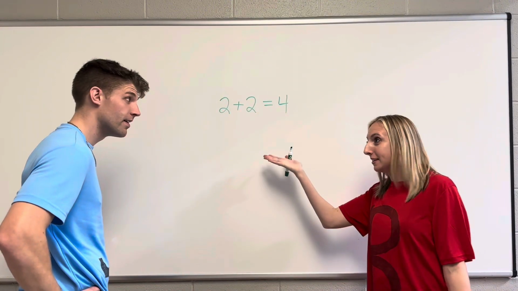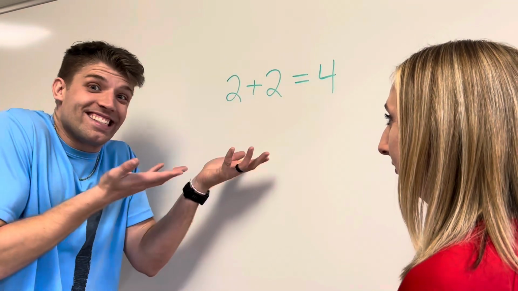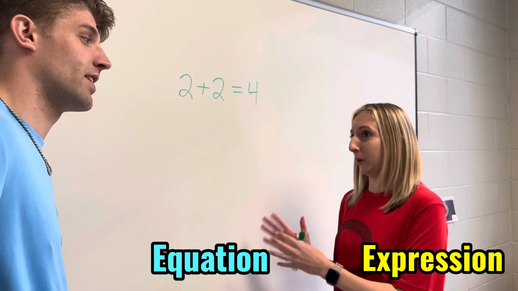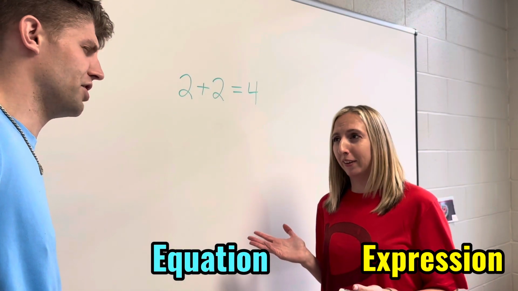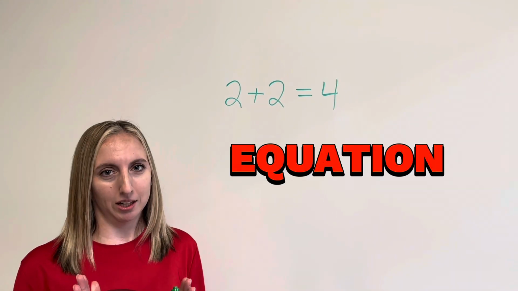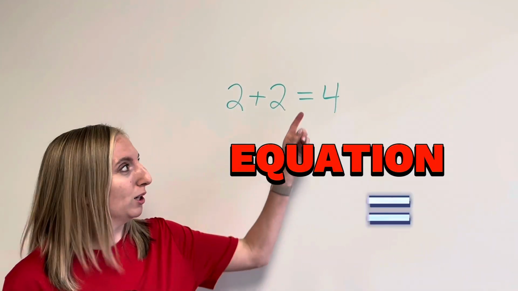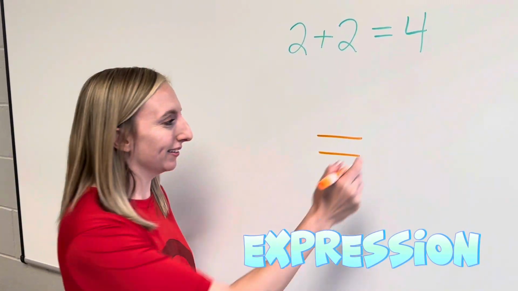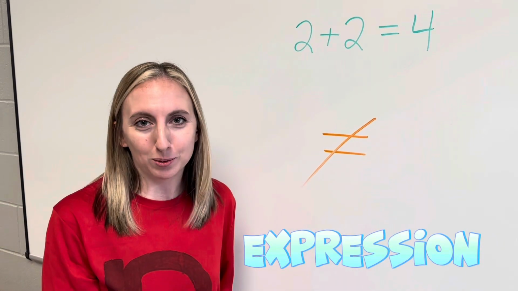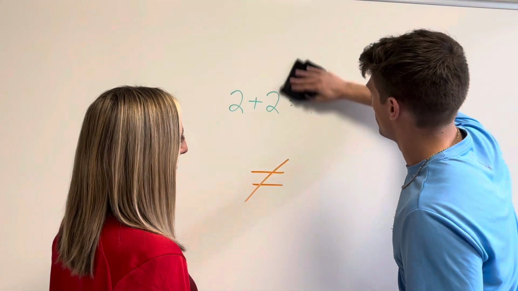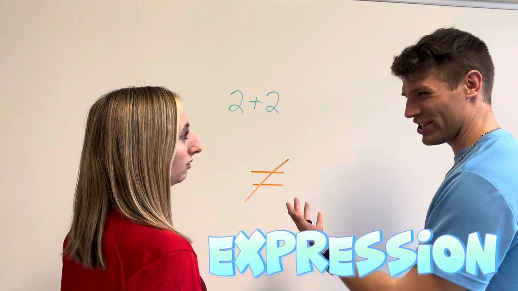Do you know what this is? Well, duh, this is an equation. Do expression and equation sound the same to you? No. So 2 plus 2 equals 4 is an equation, all because it has an equal sign. You want to know what an expression never has? An equal sign. So it never has an equal sign, so this is an expression?